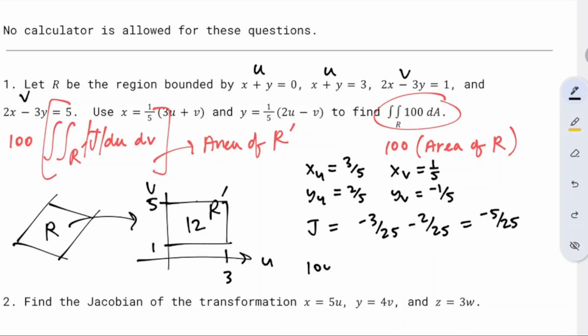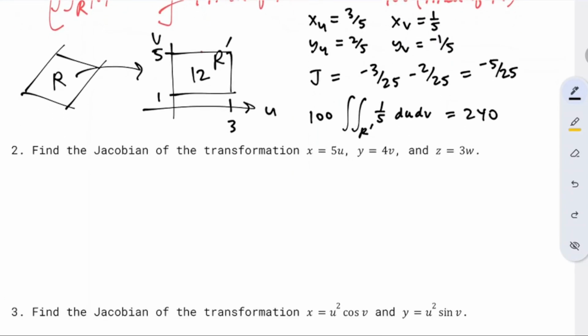So I've got 100 times the double integral of 1/5 du dv over region r prime. Basically, it's 100 divided by 5 is 20 times the area of the region. 20 times 12 is 240. It's a pretty tricky one.